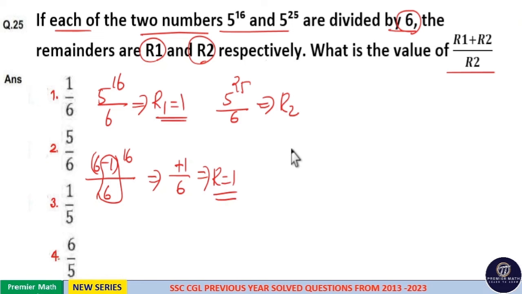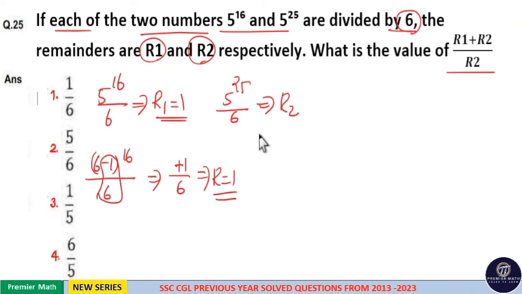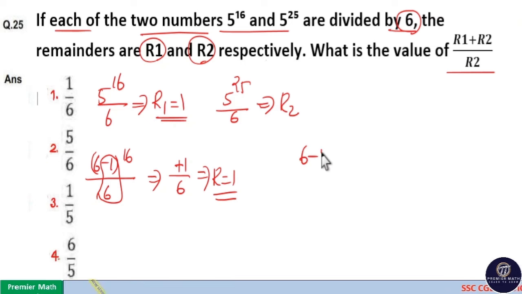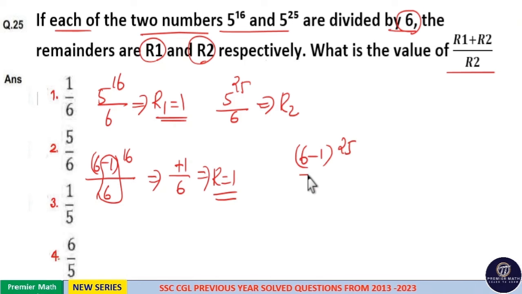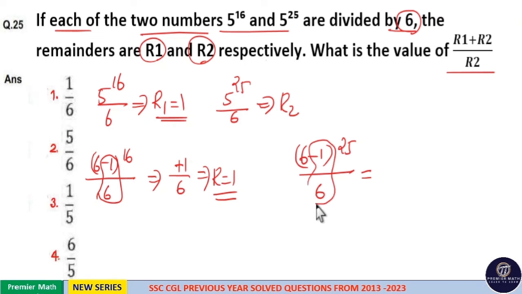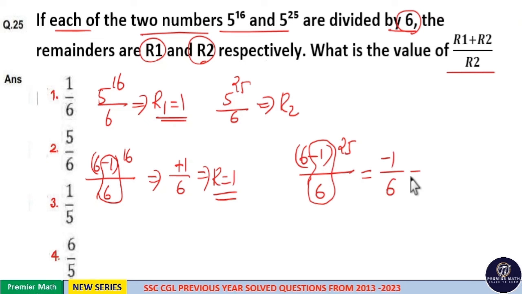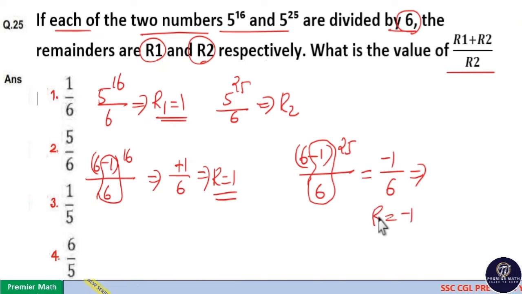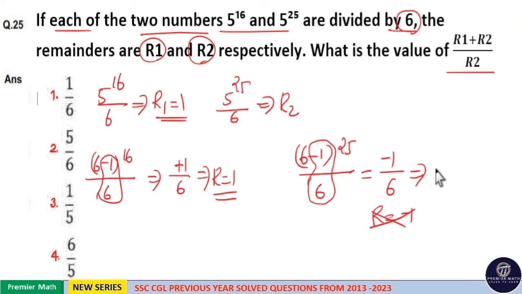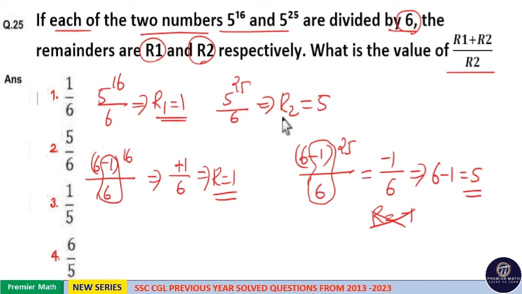Same way, 5 raised to 25. So I'll write it as 6 minus 1. 6 minus 1 raised to 25 divided by 6. Here, 6 raised to 25 by 6, there is no remainder. But minus 1 raised to 25, minus 1 raised to 25 is minus 1. So minus 1 by 6. So the remainder cannot be minus 1. This is wrong. So 6 minus 1, 5 is your remainder. So R2 is equal to 5 here.